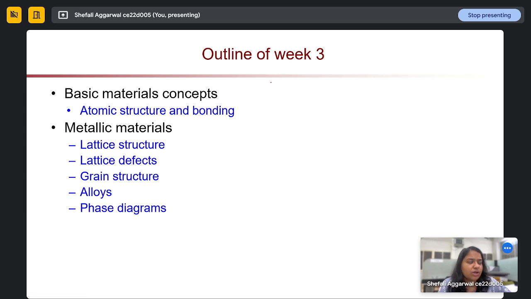So, if we see the outline of week 3, in this you might have studied about the atomic structure and what are the different kinds of bondings, which we have already studied in school. Just a little overview of that, what are the different types of bonds which are present. And then coming to the metallic materials, what is the lattice structure, what are the different defects in our material, and how grain boundaries affect the material properties, and what are the different phase diagrams. So this is what you might have studied in week 3. We will just go through all these topics a little bit, and then we will see some question and answer session for this week.